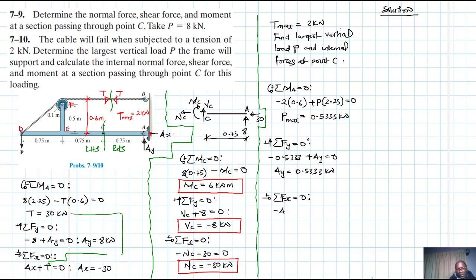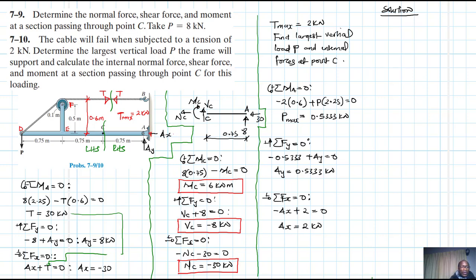So we have minus AX, okay, plus T, because we've already changed the direction. In this case, it's going this side. Minus AX plus T, and our T we said is 2, so equal to 0. Therefore, AX is just going to be equal to 2 kilonewtons.